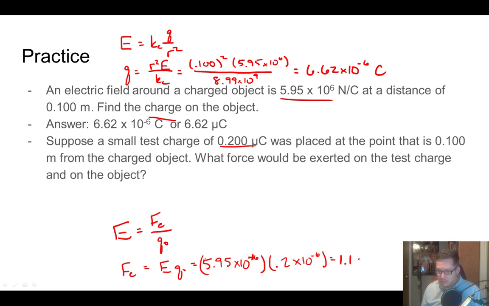That's cool. 1.19, and this is force, so this would be newtons, and then we have to define whether or not it's attractive or repulsive. Okay, so let's think about this. This charge that we calculated earlier is positive. There's our charge from before, the 6.62. And then here's the charge of our test charge. So they're both positive. So this would be repulsive. Okay, so a repulsive force.